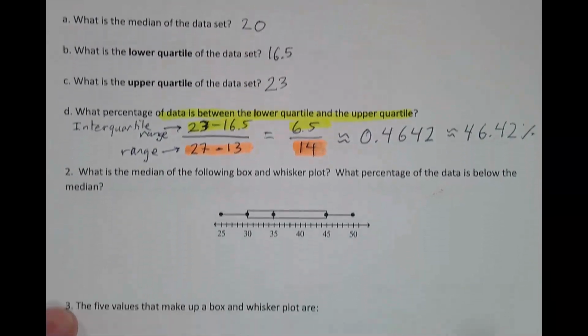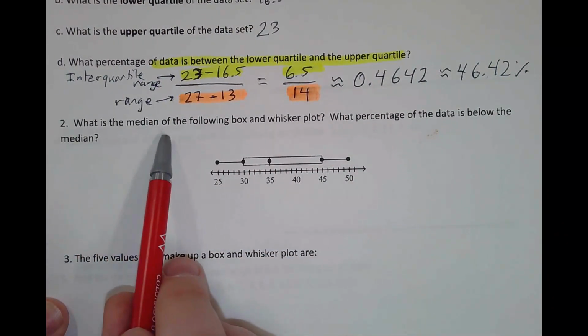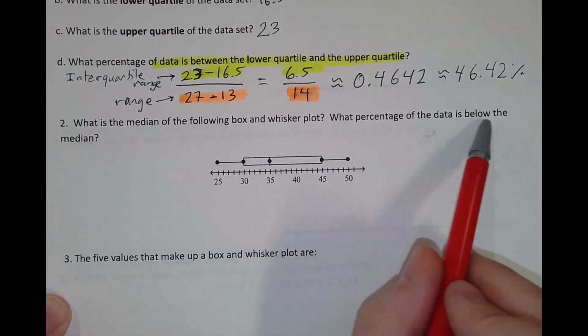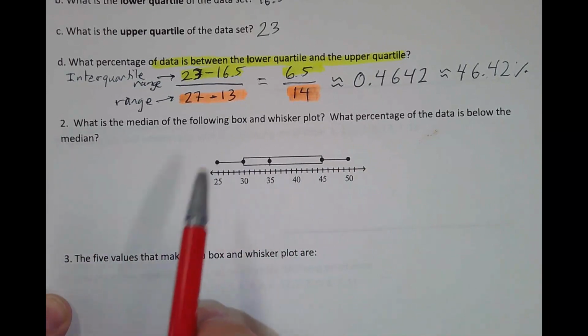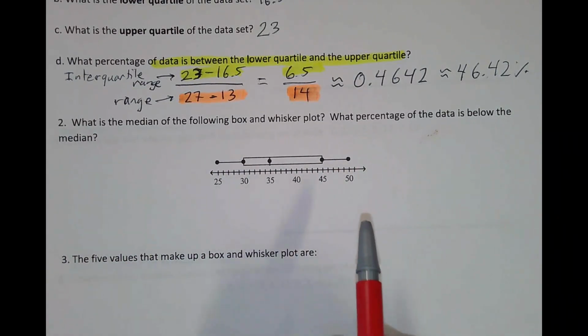Okay, now what I want you to do is I want you to try number 2. What is the median of the following box and whisker plot? What percentage of the data is below the median? Tackle this on your own. We'll pause the video here.